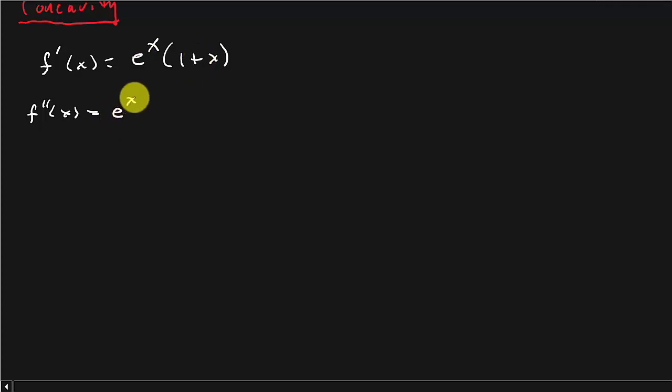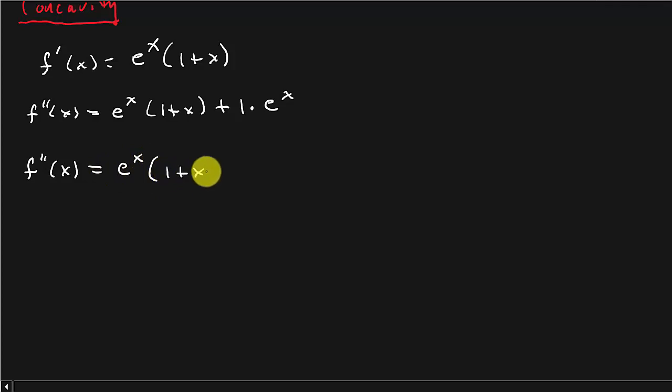So the derivative of the first function is just e to the x times the second function plus the derivative of the second function times the first function. And then, of course, we're going to need to simplify this sum. So that's going to give me f double prime of x. I'm going to factor out e to the x, and that's going to leave me with 1 plus x plus 1. So I get f double prime of x is equal to e to the x times x plus 2.